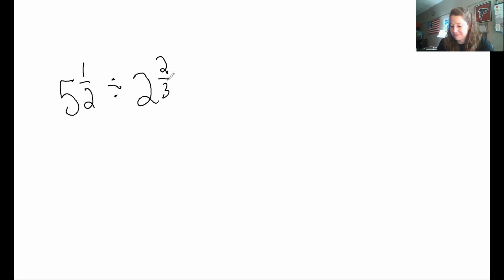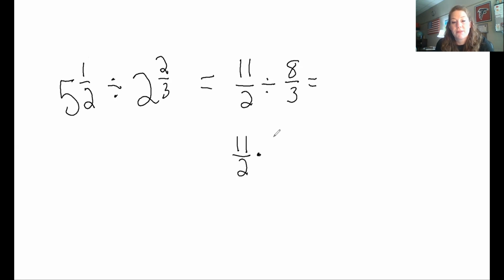Okay, so I hope you guys tried it on your own. So 5 times 2 is 10, plus 1 is 11. Divided by 2 times 3 is 6, plus 2 is 8, so 8/3. So we're going to keep it, change it, flip it. Nothing simplifies diagonally or up or down. So we're going to multiply straight across.